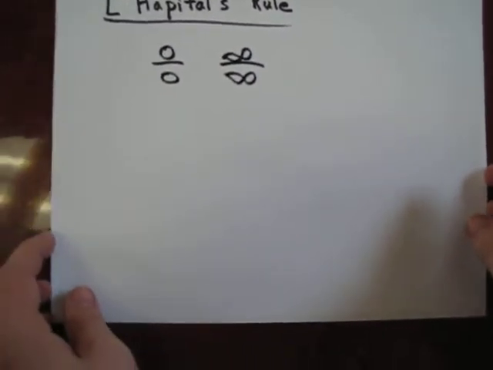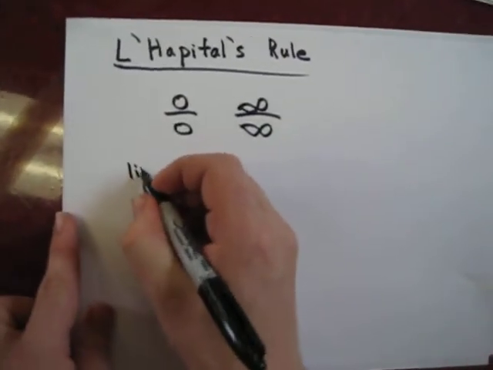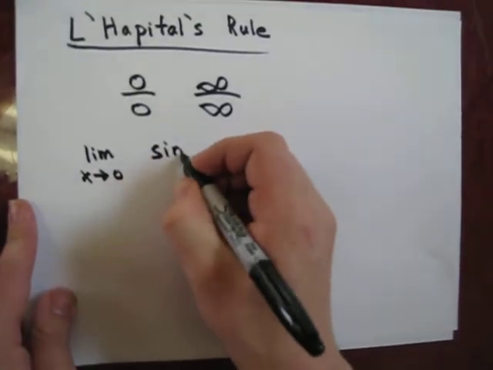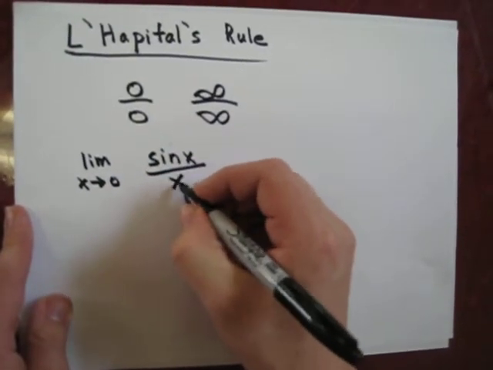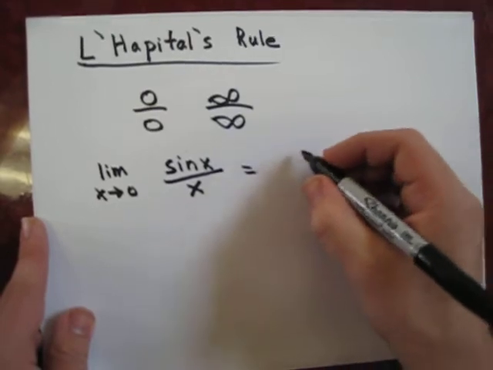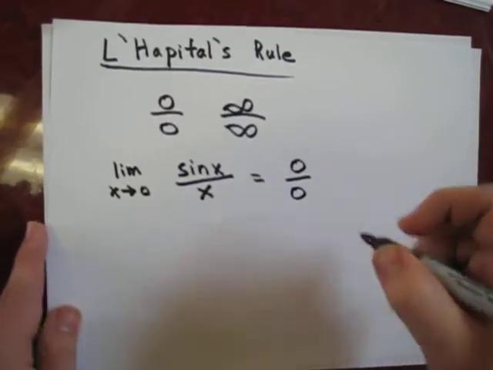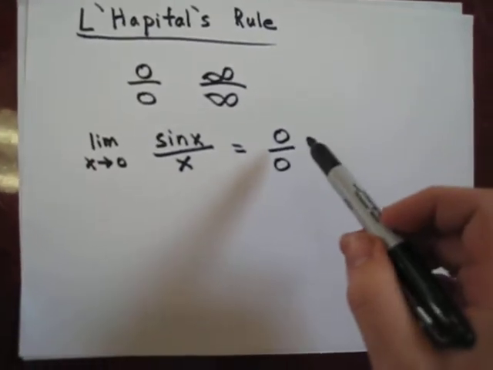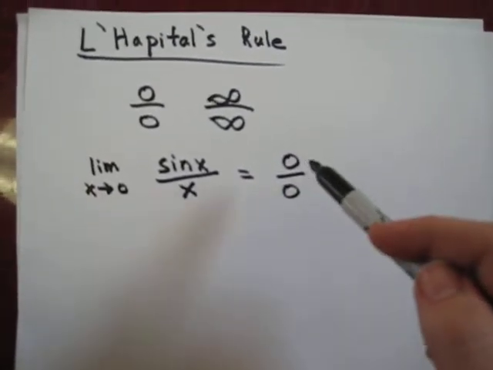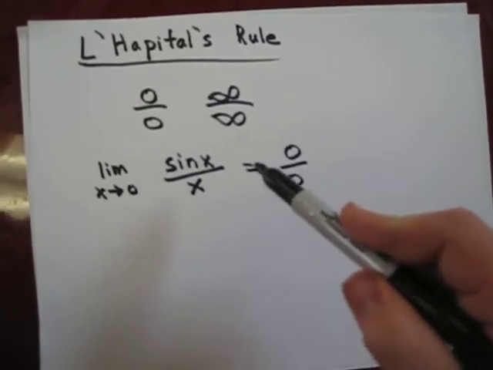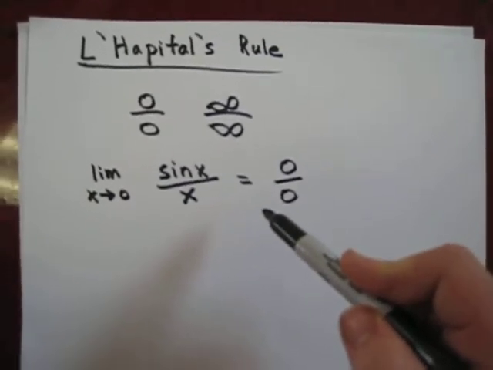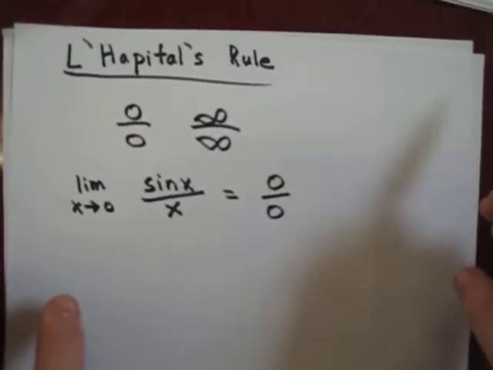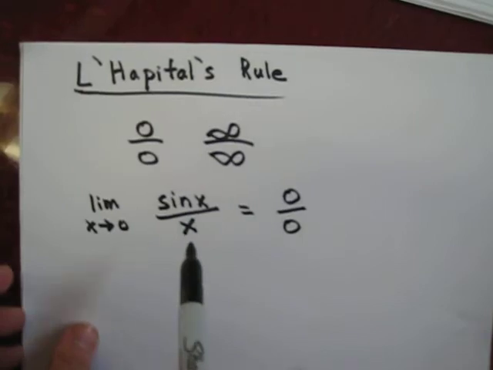So one of the most common examples is when you try to take the limit as x goes to 0 of sine x over x, and what you get, when you plug the numbers in, is 0 over 0. Now what L'Hopital's rule says is that when you get an answer like this, 0 over 0 or infinity over infinity, you can take the derivative of the numerator and the derivative of the denominator separately, and the limit of the resulting fraction will be equal to the limit of the original.